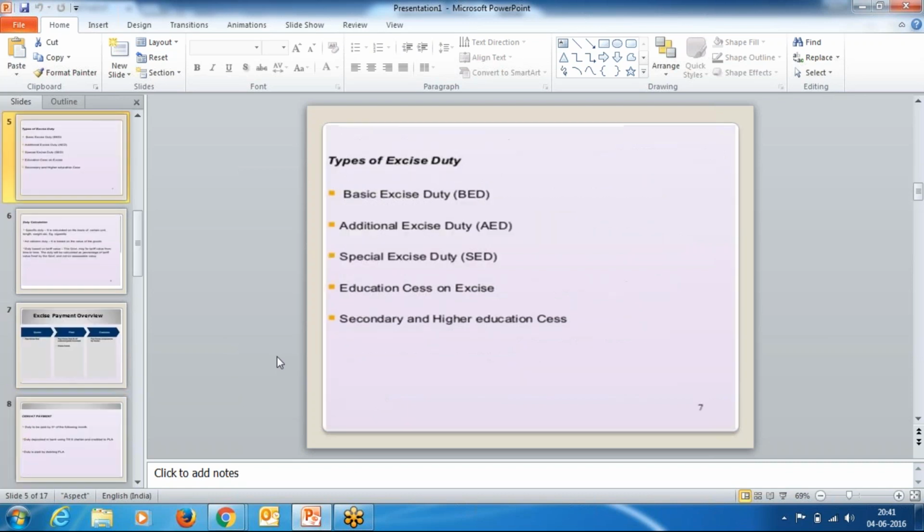So these kinds of units, which are 100% export oriented, are exempted. Okay. Types of excise duty. As I said, there will be a standard one. First is your basic excise duty, which varies around 14 to 15%. Then comes your additional excise duty.